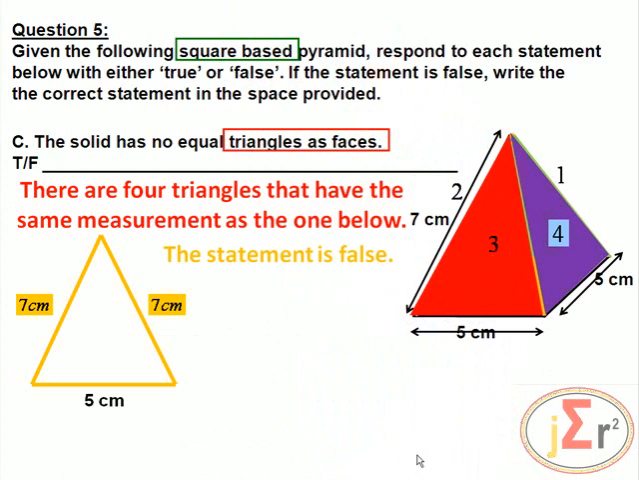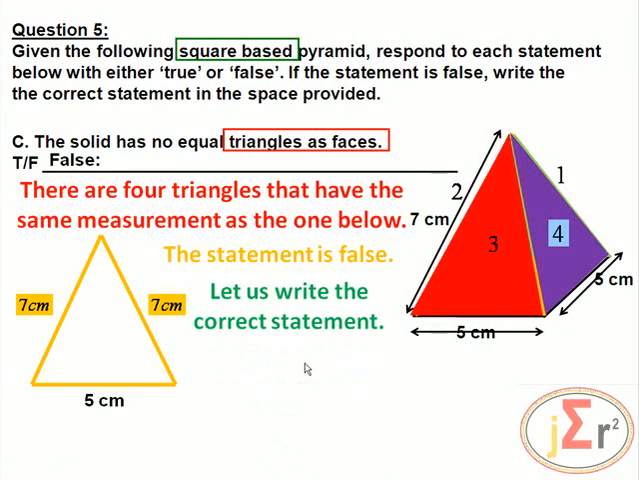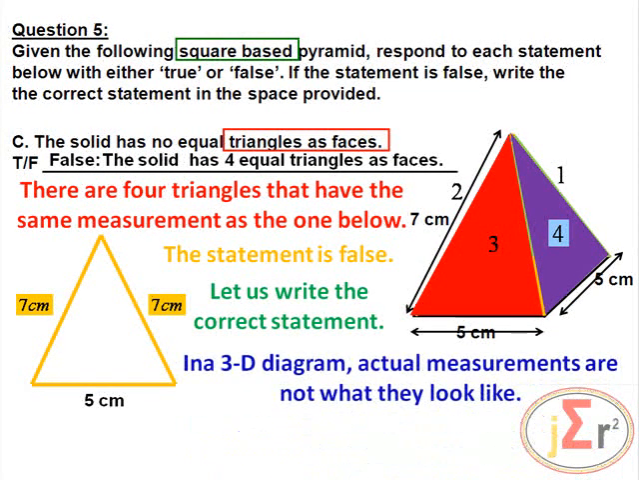The statement is false. The solid has no equal triangles as faces, but we are sure that it has 4 equal triangles as faces. So we say that the statement is false, and if the statement is false, write the correct statement in the space provided. So let us write the correct statement. The solid has 4 equal triangles as faces.